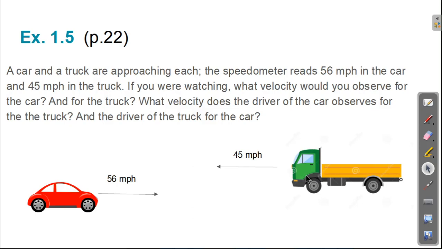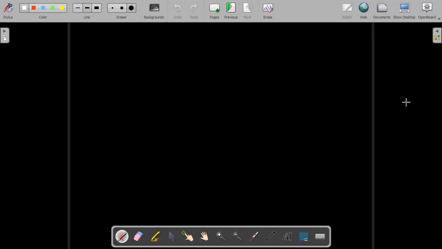And what velocity does the driver of the car observe for the truck and the driver of the truck for the car? Lots of questions here. Lots and lots of questions. So how do we solve something like this? Okay. Let me get my drawing going. So we have a car, we have a truck, and then we have you. Okay. This car is going with a velocity that's, according to the problem, our velocity here.